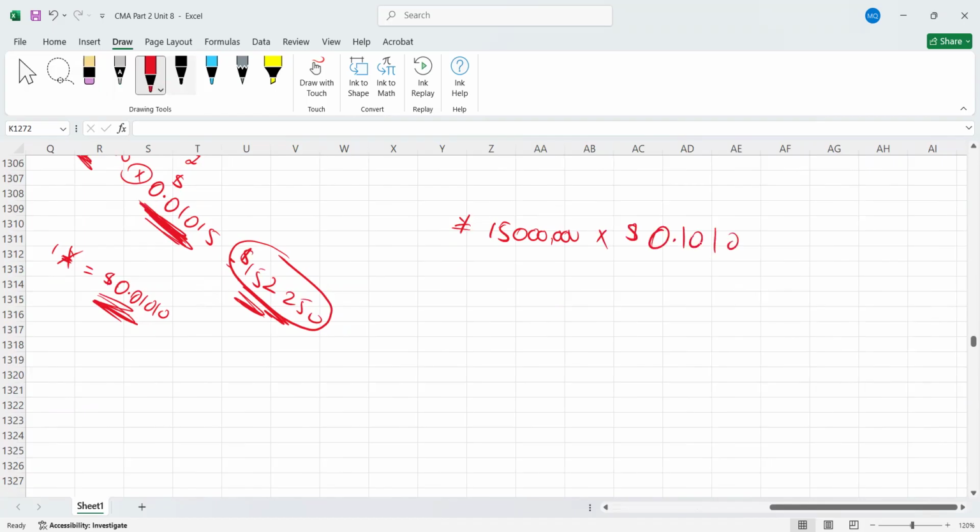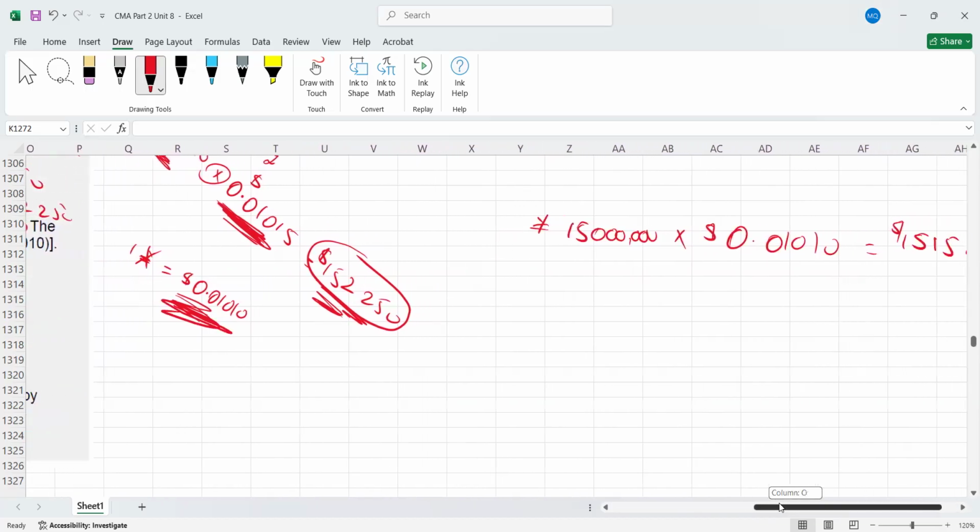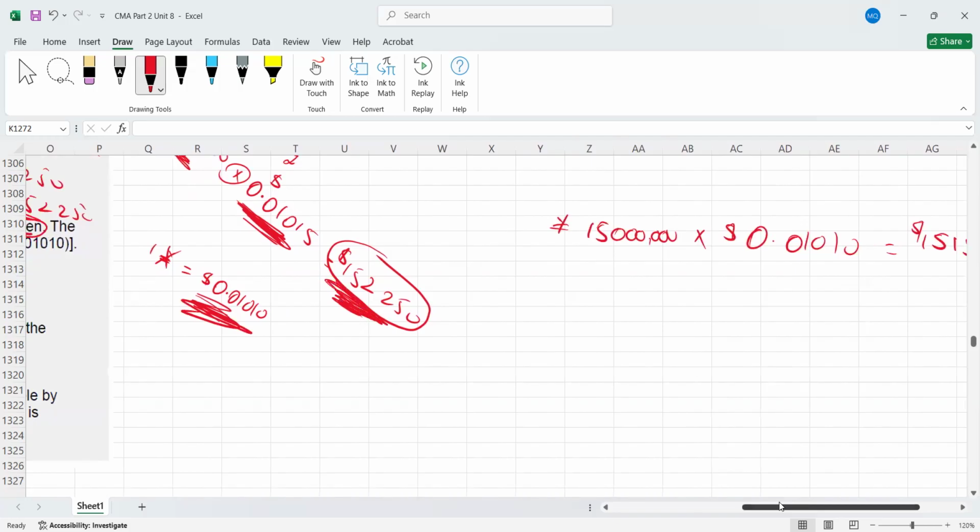Dollar 0.01010. Oh, sorry. This is the rate, right? At the end of the reporting date, this is the rate: 0.01010. We will just convert again as per this rate, which is prevailing on the balance sheet date. So 15 million times 0.01010 is going to be 151,500 dollars.